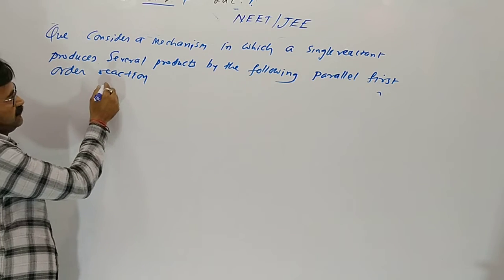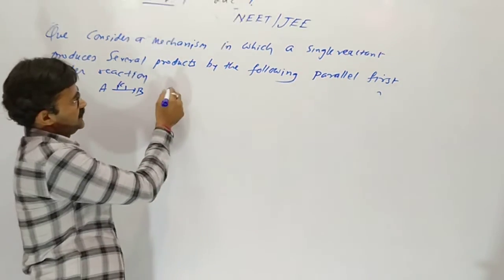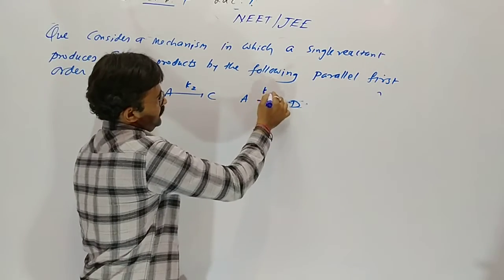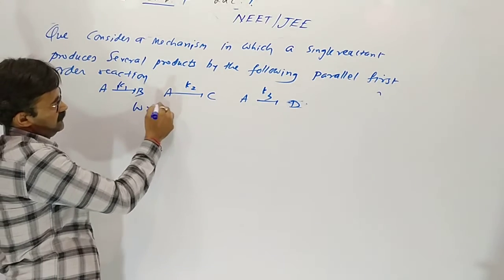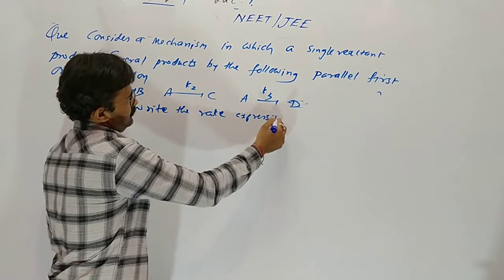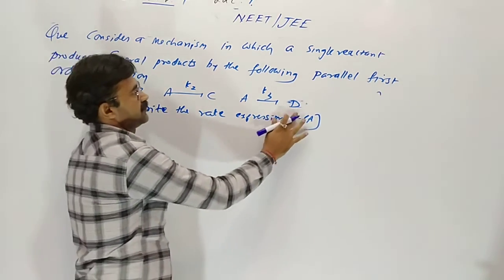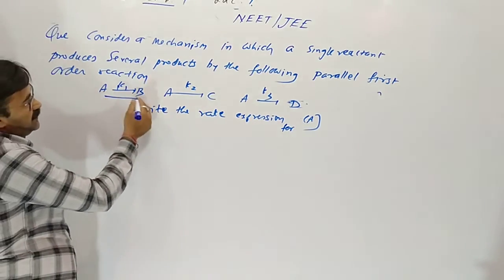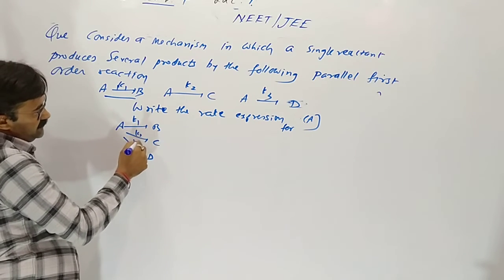Yes. A gives B, rate constant K1. A gives C, rate constant K2. A gives D, rate constant K3. Write the rate expression of A. Understood? So here three parallel reactions. A gives B, A gives C, A gives D. K1, K2 and K3.